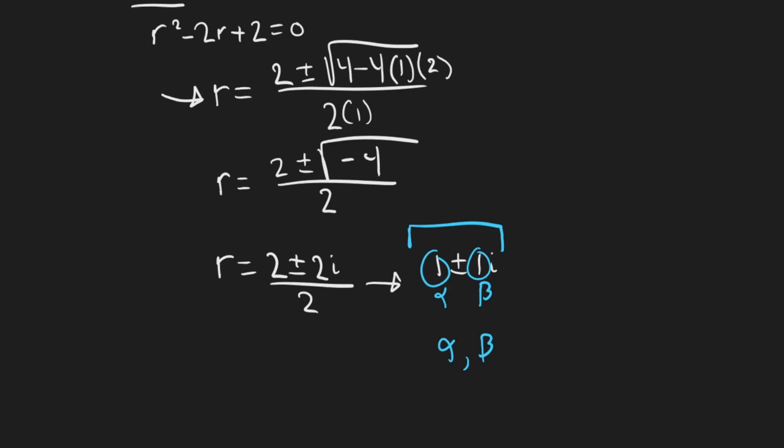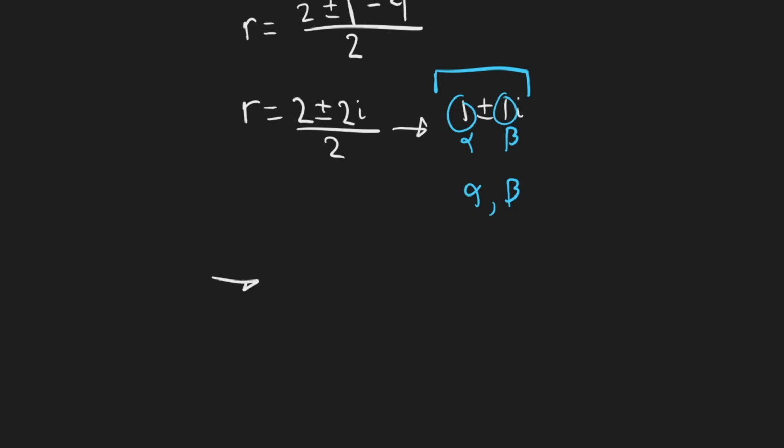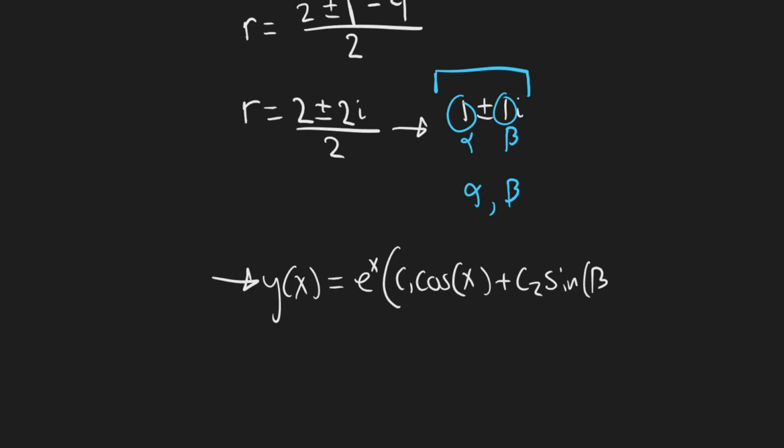Okay, so let's plug this into the general solution. So e to the alpha x, in this case alpha is 1, so it's just going to be e to the x times c1 cosine of beta x, in this case beta is also 1, plus c2 sine of beta x, right? But beta is 1, so this is just going to be x, and so this is going to be our final solution for this ODE.